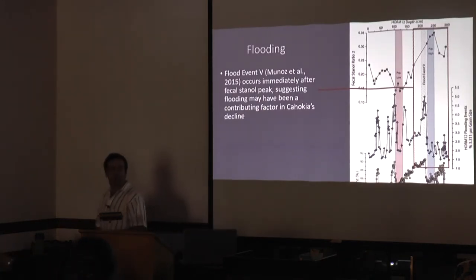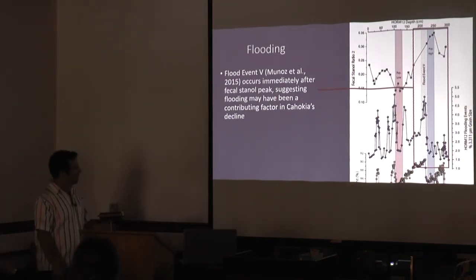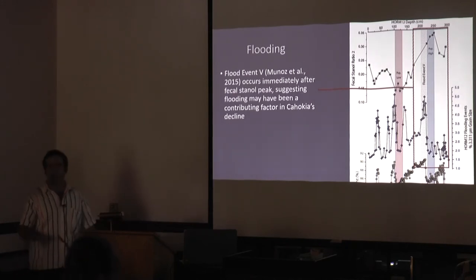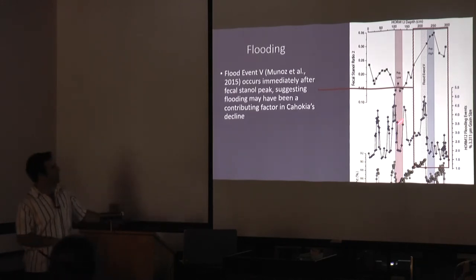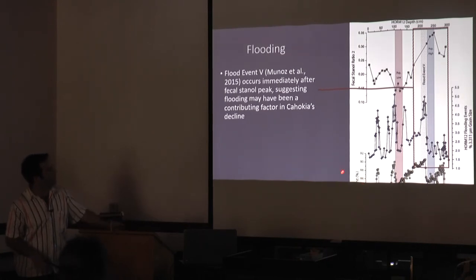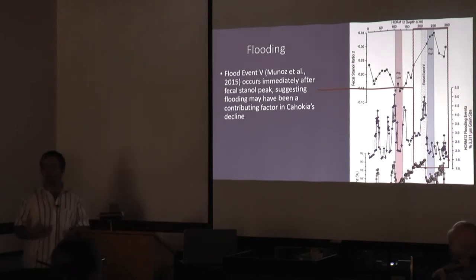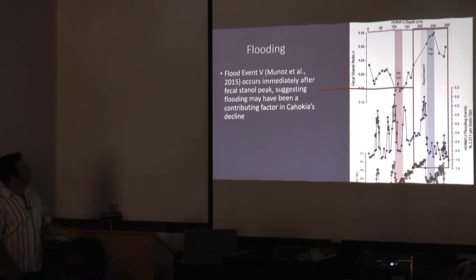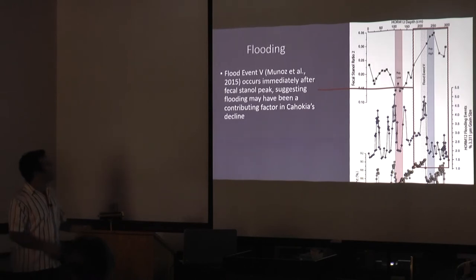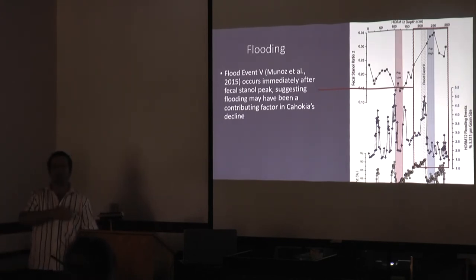Let's start with flooding. I apologize, I have a big figure that goes down. It looks great on paper, but on PowerPoint, not so much, so I had to cut it around. Just ignore that brown color right there. Munoz et al. hypothesized that flood event 5, which they noted as this increase in median grain size right here, had an impact on Cahokia's population. It was a big, unexpected flood event, and there hadn't been any floods for several hundred years before that.